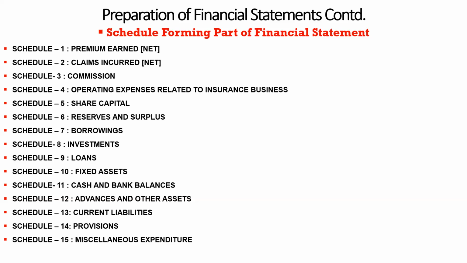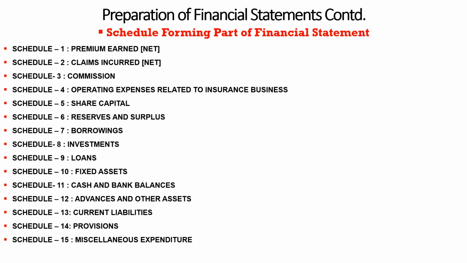So Schedule 5 and Schedule 6 are for shareholders. Schedule 5 is for share capital. Schedule 6 is for reserves and surplus. Schedule 7 is for borrowings. If we have taken any borrowing, any loan, that will appear in Schedule 7. But borrowing is not allowed for insurance companies, so this is always nil.